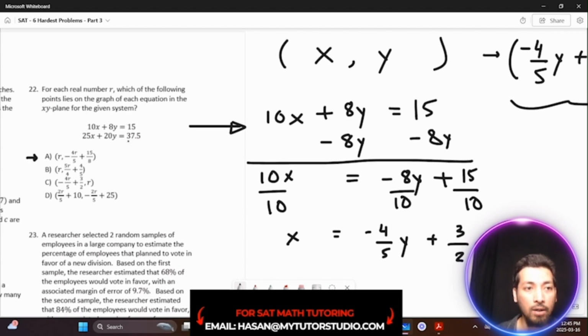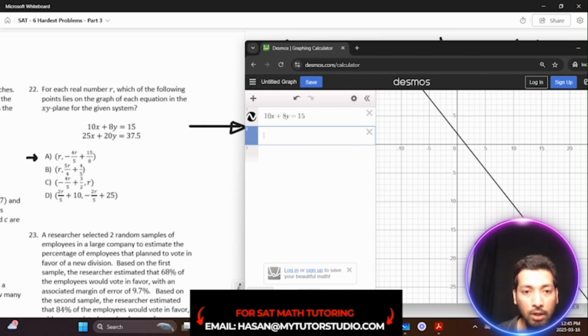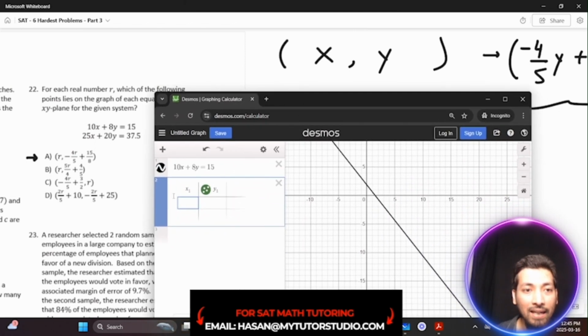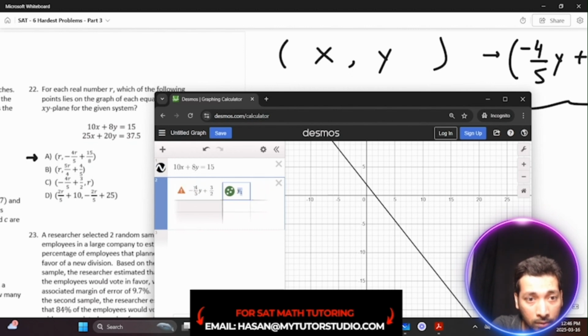Now you can use r over here. Now let me just show you how you can use Desmos to solve it very quickly. So just put up a table here, and for x, we can just use negative 4 over 5 y plus 3 over 2. And for this, you can just use y. Now you can just use 1, 2, 3, 4.